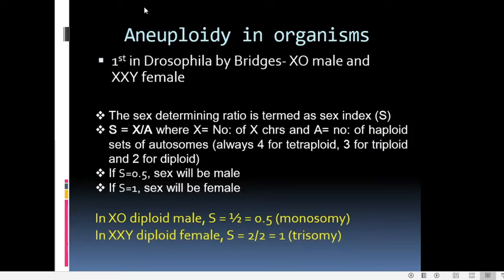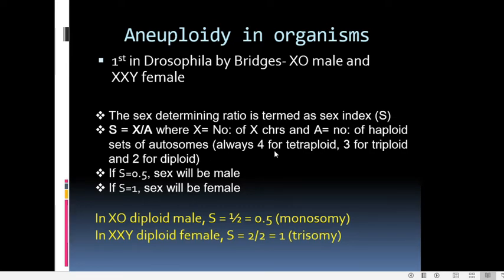Now we will go to the examples of aneuploidy in organisms. So we first go to animals, where the first condition was found in Drosophila by Bridges, where he could find a male which is XO and a female which is XXY. So why it is so? For that we will just go to the sex determining ratio, which is determined by the number of X chromosomes and the number of haploid set of autosomes.